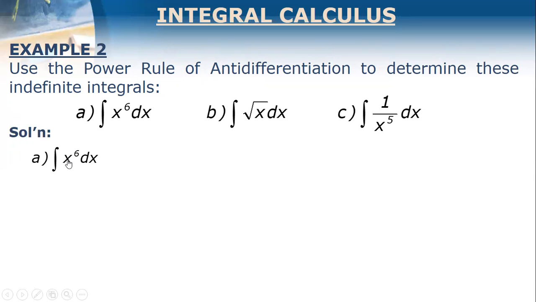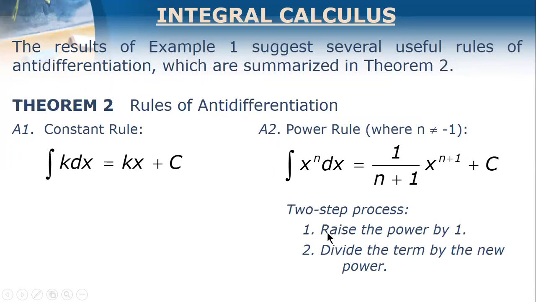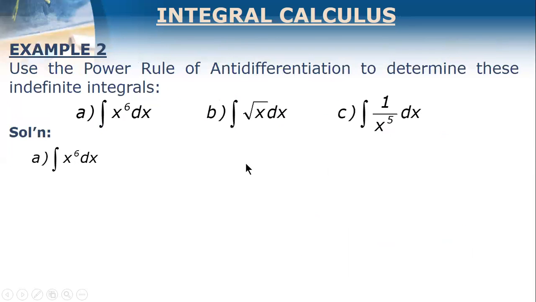So, sa letter A, x raised to 6 man, di ba? So, okay, let's recall. Again, raise the power by 1 and then 2, divide the term by the new power. Sige. So, ang 6 plus 1, and then divide na to. This is the result. So, x raised to 6 plus 1, you divide na to plus c. And then you simplify: 1 over 7 times x raised to 7 plus c. This is the answer.